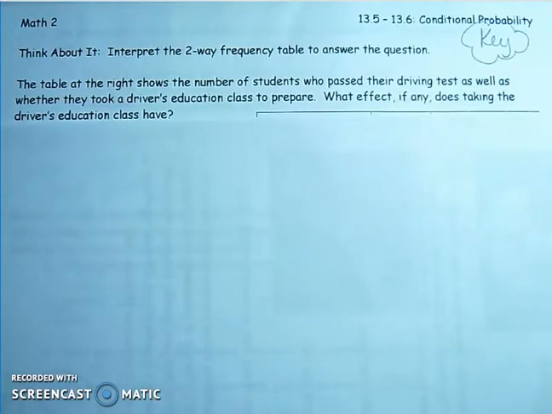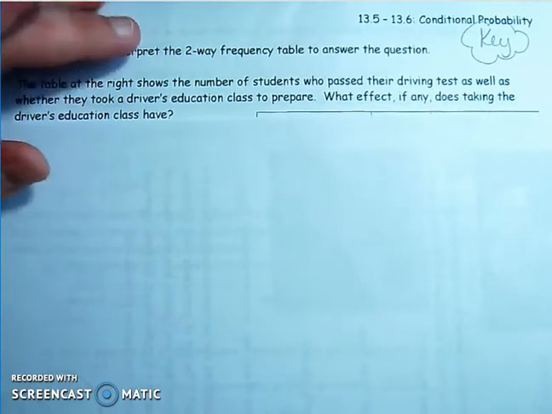Okay, so today we're going to talk about the last topic in the probability unit, which is conditional probability. Before we ever get there, let's think about it using a two-way frequency table. The first table shows the number of students that passed their driving test as well as those who took driver's education class to prepare. What effect, if any, does taking the driver's education class have?